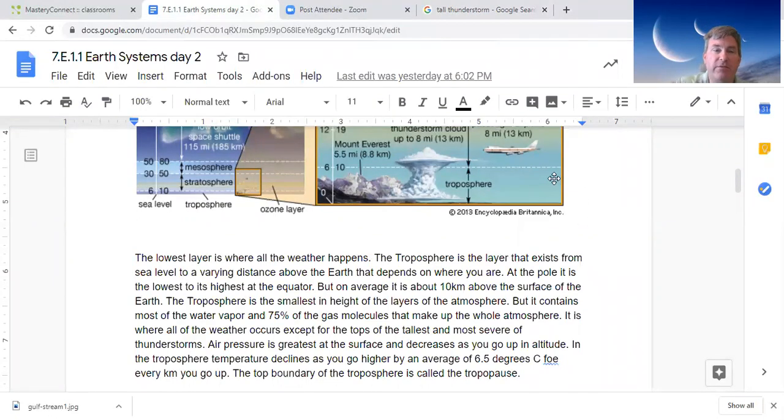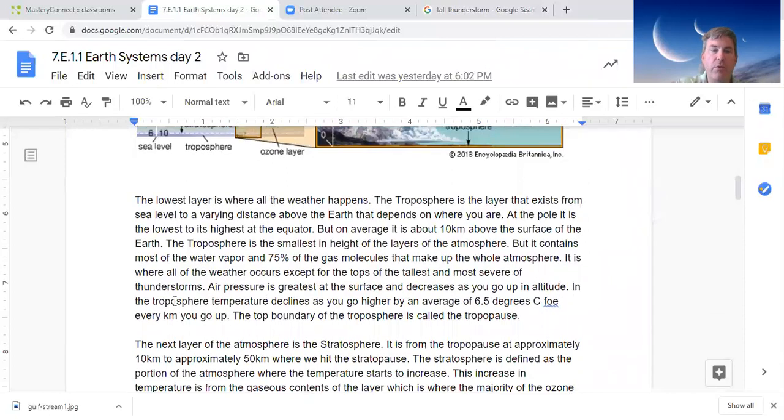You get a 35,000 footer here on the East Coast. That's a big deal. Only the tallest thunderstorms crack into the next layer. But other than that, all the weather happens down here in the troposphere. So air pressure is greatest at the surface of the Earth.